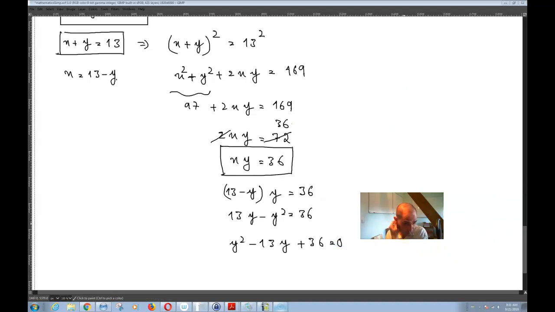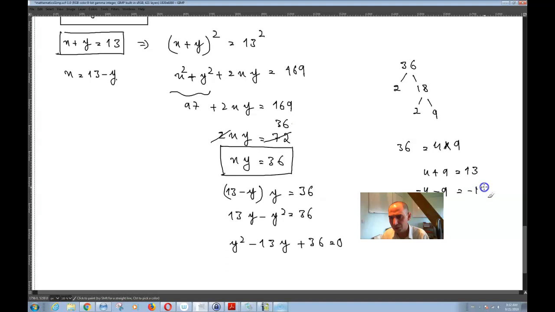So, to solve this equation, what you can do is that you know that 36 is the same thing as 2 times 18, or 2 times 9, so that's 4 times 9. You can write 36 as 4 times 9. Now 4 plus 9 is equal to 13, and negative 4 plus negative 9 is equal to negative 13. Negative 4 times negative 9 is equal to positive 36, as you can see over here. So the numbers that I need are -4 and -9.